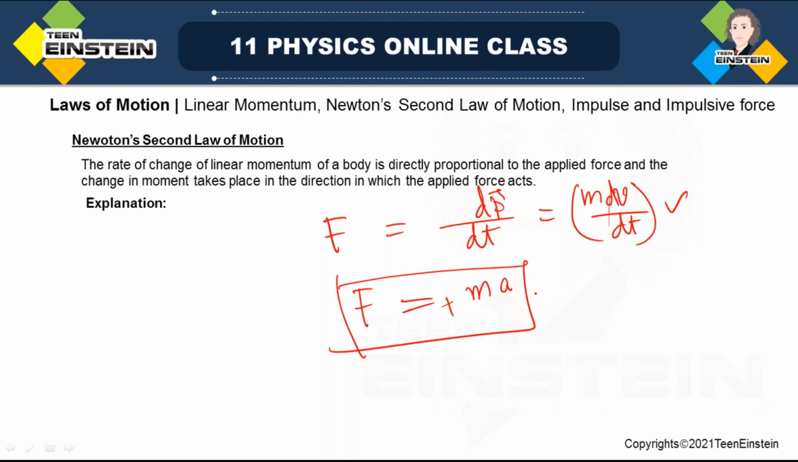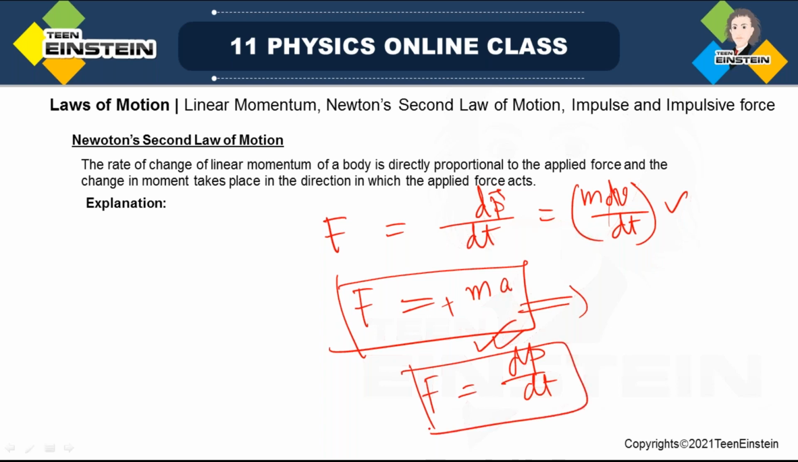So this is the mathematical form, and obviously this can be written as dp/dt as well. So you should remember both forms. Sometimes these expressions or relations will be required to solve numerical problems.